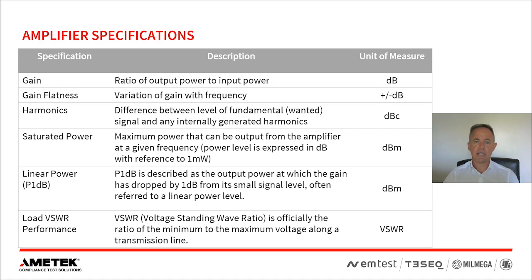Linear power, or P1 dB, is described as the output power at which the gain has dropped by 1 dB from its small signal level, often referred to as its P1 dB point. Load VSWR performance. VSWR, or voltage standing wave ratio, is officially the ratio of the minimum to maximum voltage along a transmission line. This is effectively a measure of the match to the load. The load VSWR performance is therefore the tolerance of an amplifier to a mismatch condition. VSWR varies from the perfect condition of 1 to 1 to an open or short circuit condition of 1 to infinity.